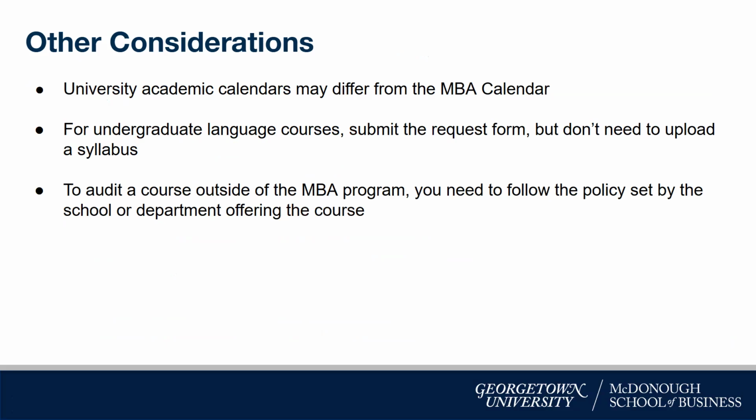It is possible to take undergraduate language classes while you're an MBA student at Georgetown. However, they will not show up on your MBA transcript and they will not count towards your MBA elective credits. To request a language class, submit the cross-registration request form, but you do not need to upload a syllabus. If you're interested in auditing a course outside of MSB, you'll need to contact the school or department offering the course and follow their auditing policies.